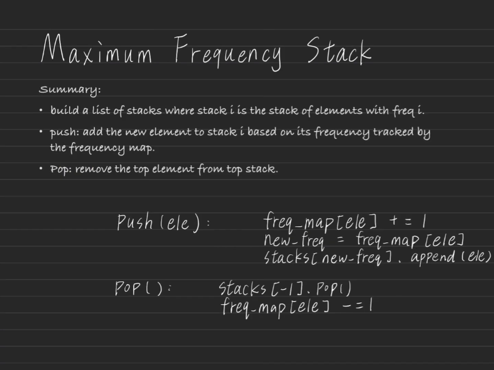In summary, we want to build a list of stacks where stack i is the stack of elements with frequency i. At push, we add the new element to stack i based on its frequency tracked by the frequency map. And at pop, we can remove the top element from the top stack.